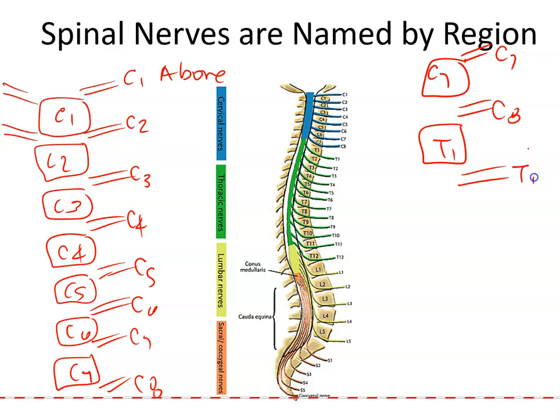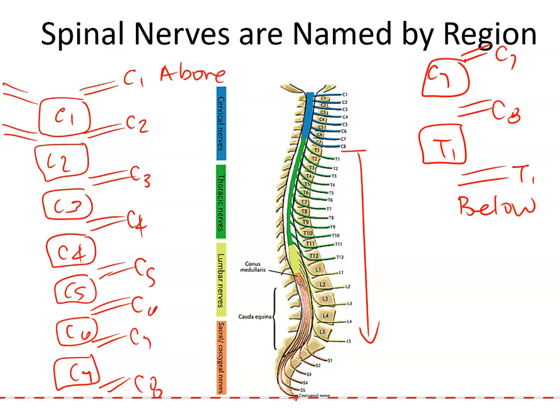Now, watch how the naming scheme changes. From thoracic vertebrae all the way down, the spinal nerves are sitting below the vertebrae for which they are named. So right here, that's going to be your transition point. Notice cervical spinal nerves sit above the vertebrae for which they're named. Thoracic all the way down, they sit below the vertebrae for which they are named.